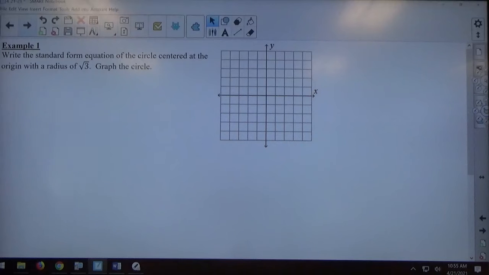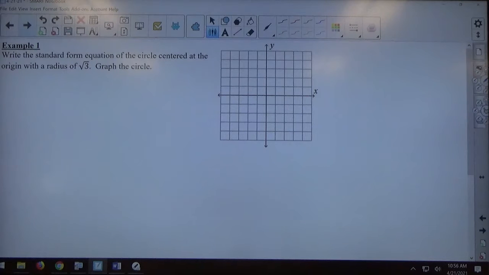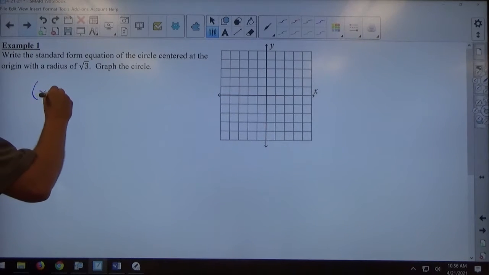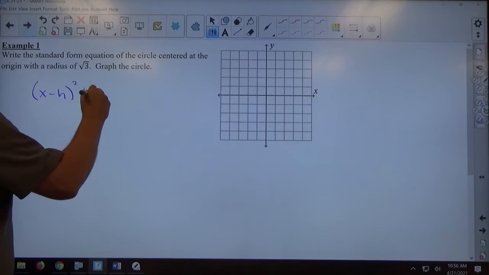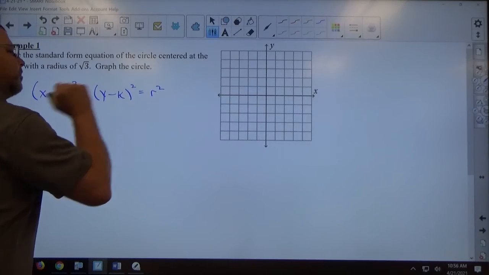So, example 1, write the standard form of the equation of the circle centered at the origin with the radius of the square root of 3, graph the circle. So, first off, I want you on every single problem in this section as well as the last section, anytime it asks for any type of form, to write down what that form looks like in the general case. So your standard form of the equation of a circle is parentheses x minus h squared plus parentheses y minus k squared equals r squared.